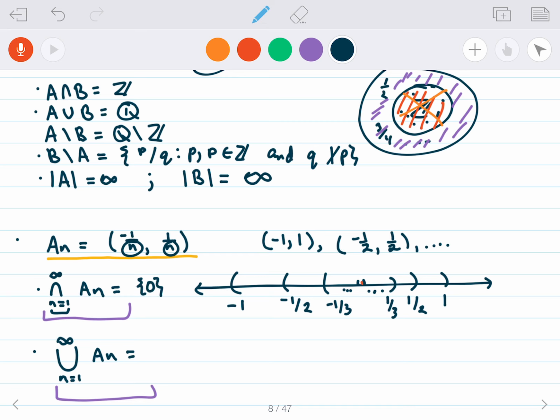Okay, and we're going to make this idea of closeness rigorous later on, so that we can prove these things. But for now, it's just about getting the intuition, I think.